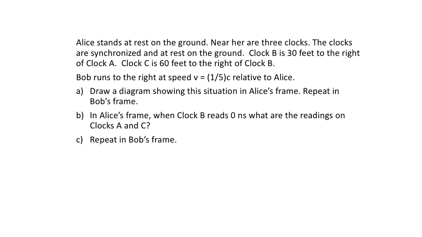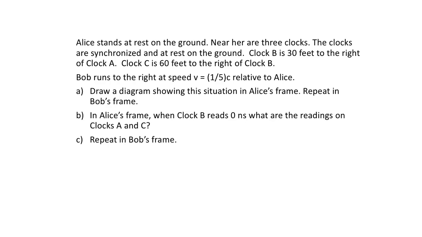Now Bob runs to the right at speed 1/5 of C relative to Alice. So we're being asked now to draw diagrams showing the situation in both frames. So we want to draw snapshot diagrams in Alice's and Bob's frame. And then in Alice's frame, we're told that clock B, the middle clock, reads 0, and we're asked what are the readings on the other 2 clocks, and then we have the same question in Bob's frame.